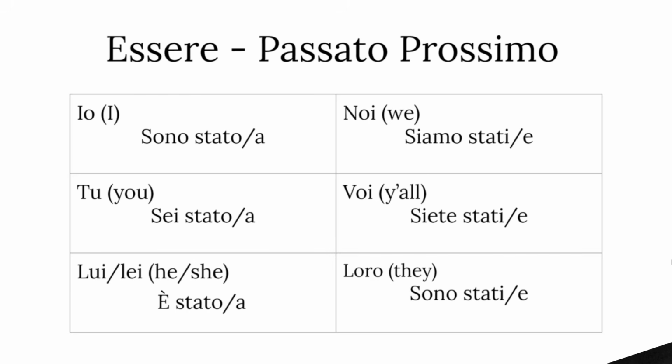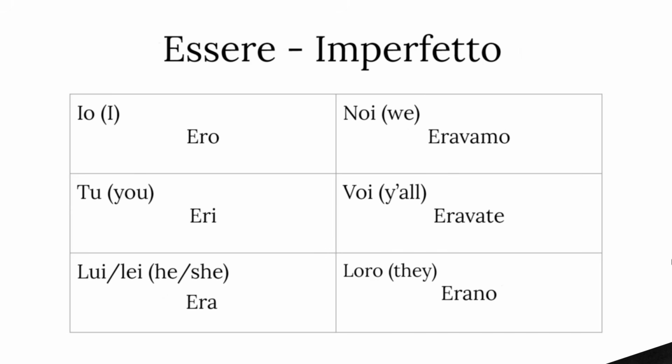And now we move to the plurals. Noi siamo stati, group of men only, or a group of men with some women. Or noi siamo state, group of women only. Voi siete stati, or state. Loro sono stati, or state. Okay? Great. So the verb to be is irregular even at the imperfetto.